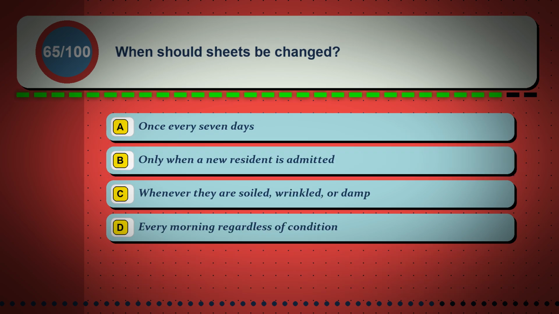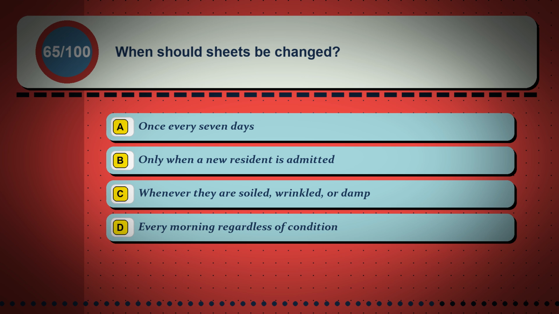Question 65. When should sheets be changed? Option A. Once every 7 days. Option B. Only when a new resident is admitted. Option C. Whenever they are soiled, wrinkled, or damp. Option D. Every morning regardless of condition.